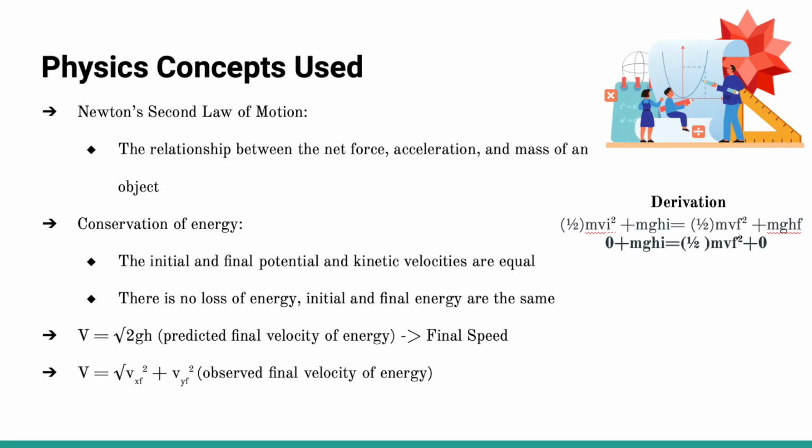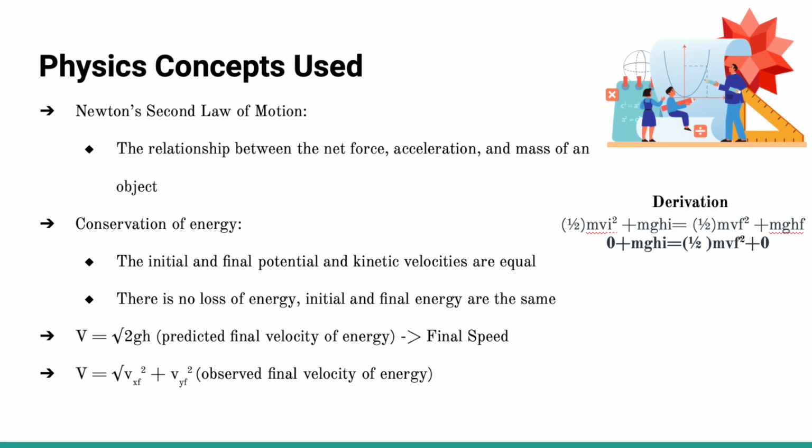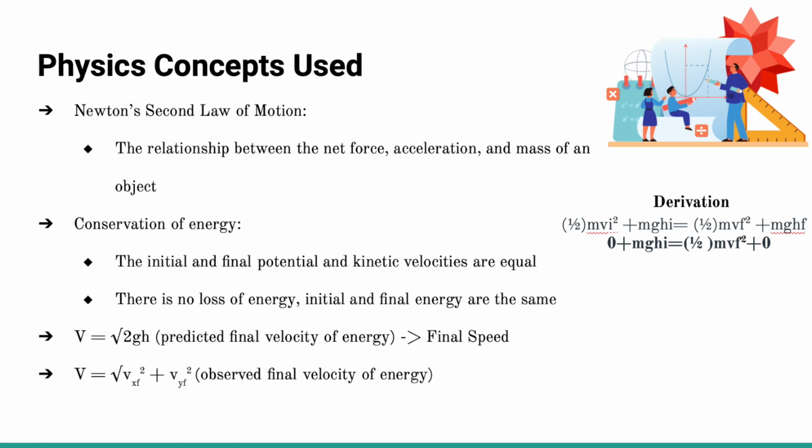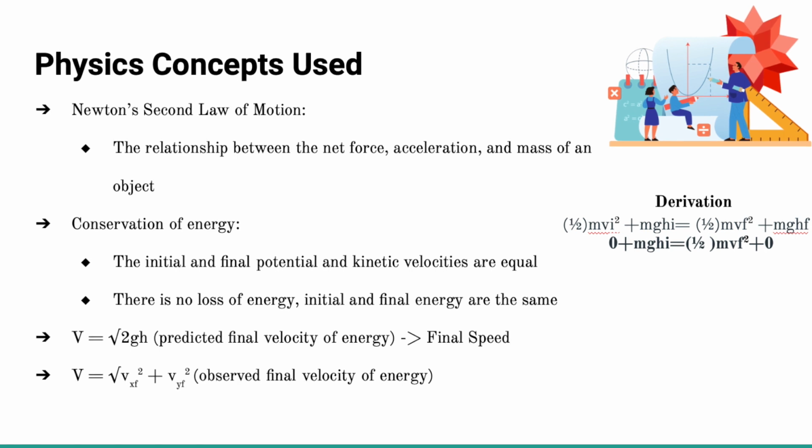The first physics concept used in the hypothesis of this experiment was the principle of Newton's second law of motion, which gives the relationship between the net force, acceleration, and mass of an object. The second physics concept that was utilized in this experiment was the conservation of energy, in which the initial and final potential and kinetic energies are equal. The conservation of energy concept was important to consider when determining the final velocity of the objects instead of the acceleration and force, due to the curved rather than flat car track.